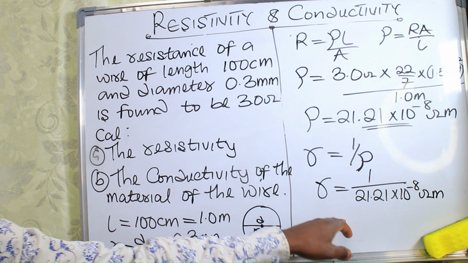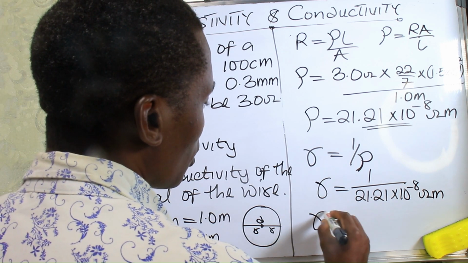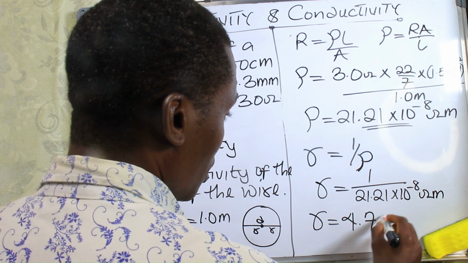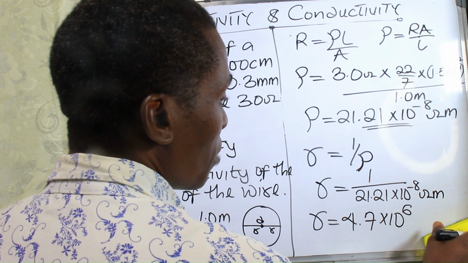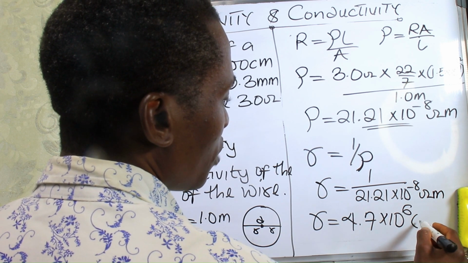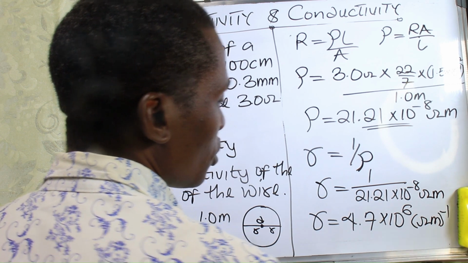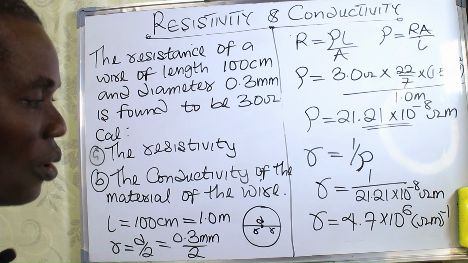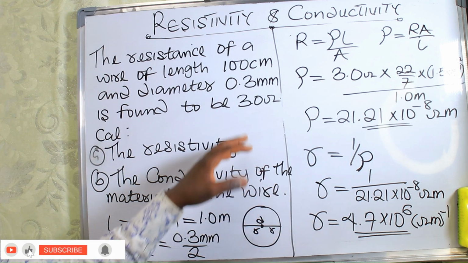So if you divide this one, 1 divided by this, you will get your conductivity to be equal to 4.7 times 10 to the power of 6. Remember, this one now 1 divided by this, so it will give us all of these to become ohms meter to the power of minus 1, and that one will be the answer for the conductivity. So you see, this question is very hard.